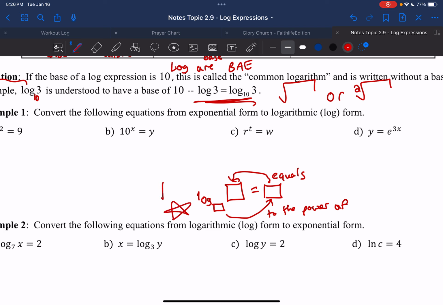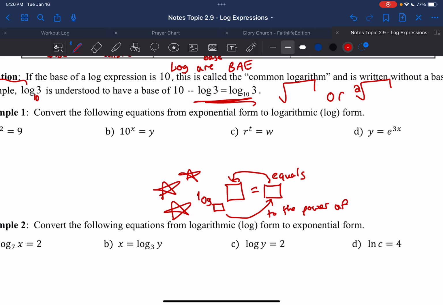I'm putting a bunch of stars here because this is the key thing for every bit of it. This is how I remember it. Logs did not make sense to me in high school, and now they do. I came up with this way to remember. I don't know if somebody else came up with this before, but this is how I remember it always.